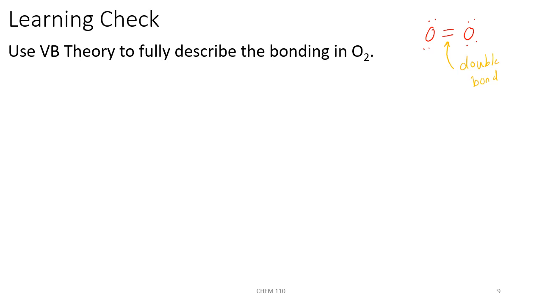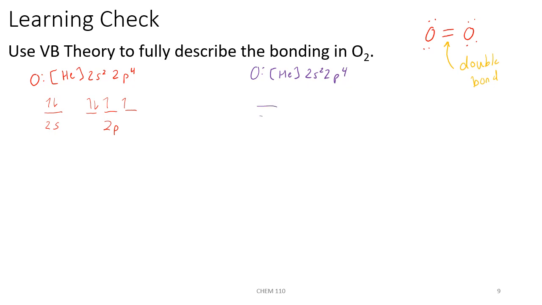Start by writing out our electron configuration. On one of the oxygen atoms, our shorthand configuration is going to be helium 2s2 2p4. Our other oxygen atom is going to have the same electron configuration. Drawing out our orbital diagram, we have our 1, 2s and our 3, 2p orbitals. Our 2s is completely full. We have 4 electrons to throw into our 2p orbitals, so 1, 2, 3, and then 4. Our other oxygen atom is going to look identical: a completely filled 2s orbital and 4 electrons spread out amongst 3 2p orbitals.